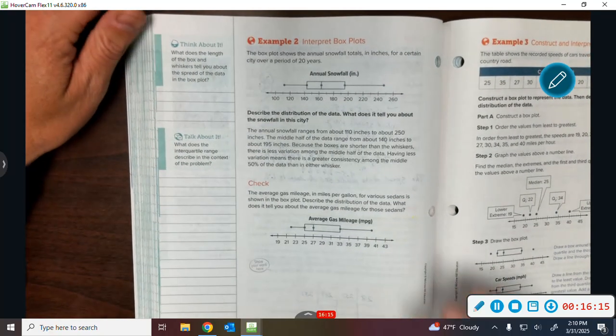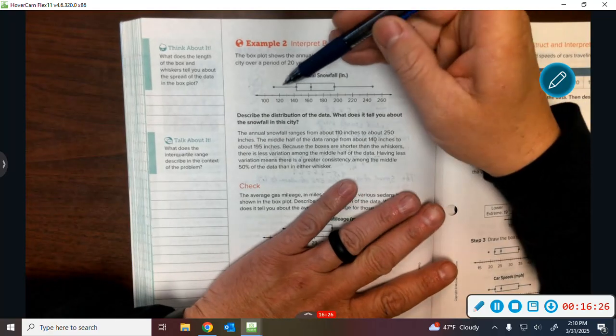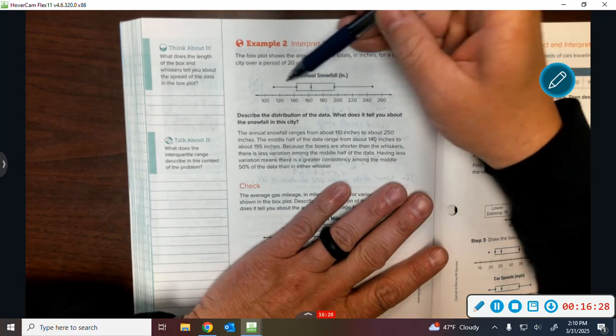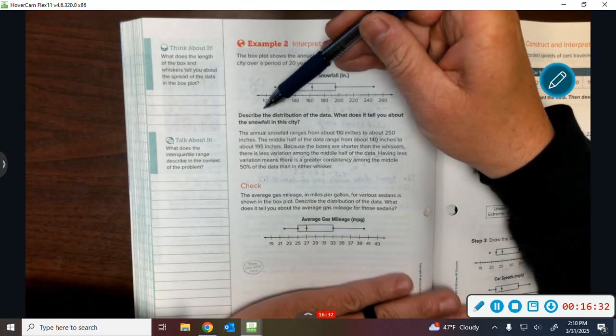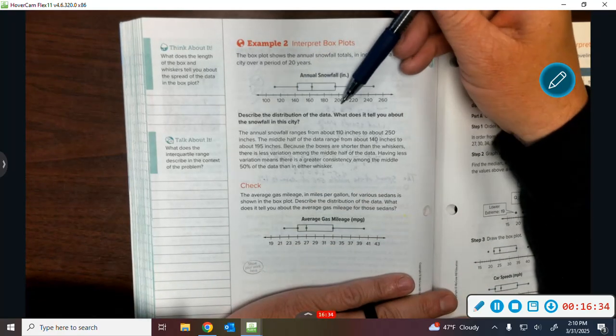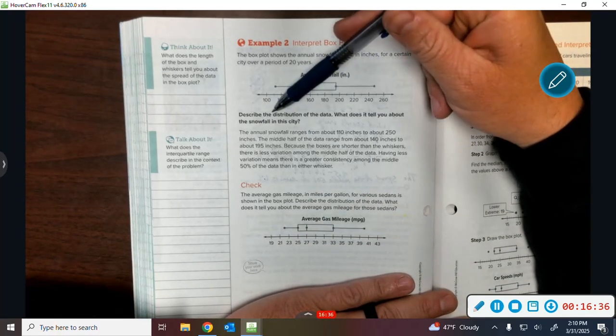Example 2, we're going to interpret. The box plot shows the annual snowfall totals in inches for a certain city over a period of 20 years. Now notice in this box plot, each piece between is different lengths. We're going to describe the distribution of the data. What does it tell you about the snowfall in the city?